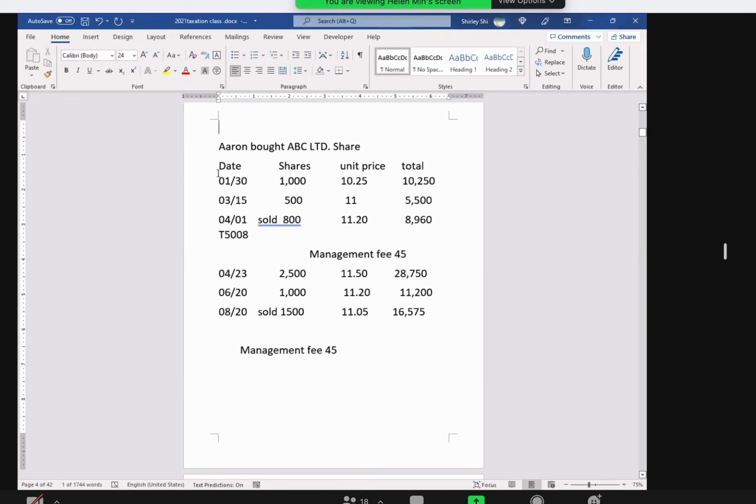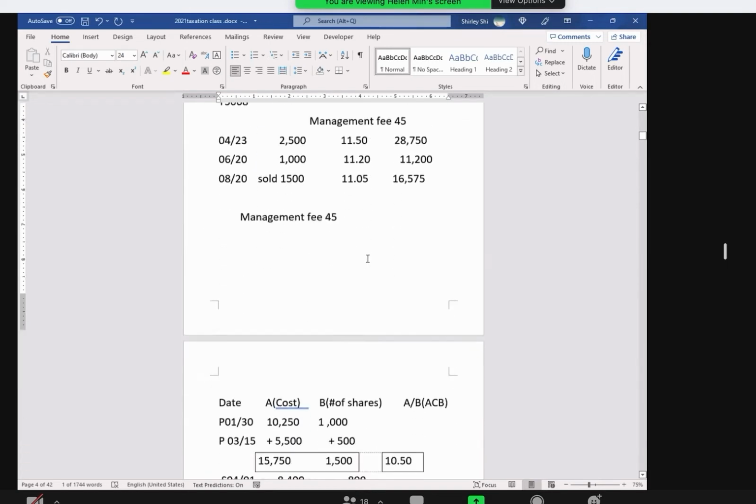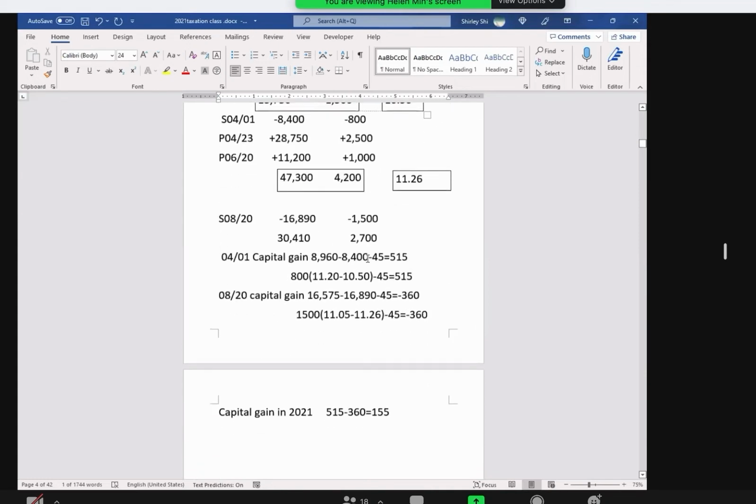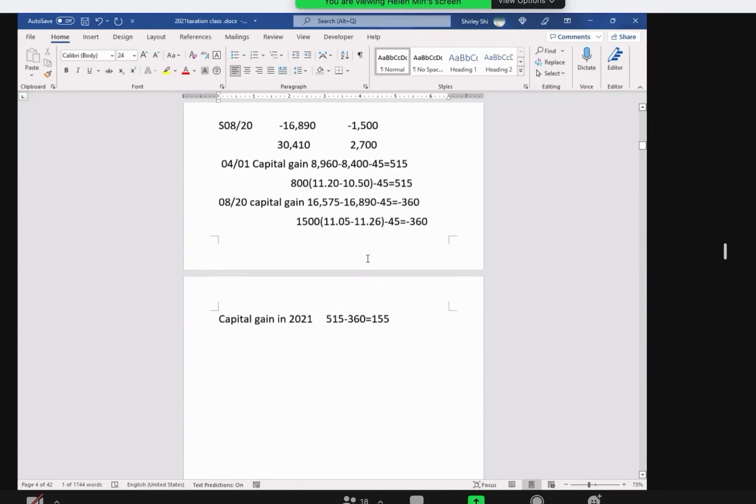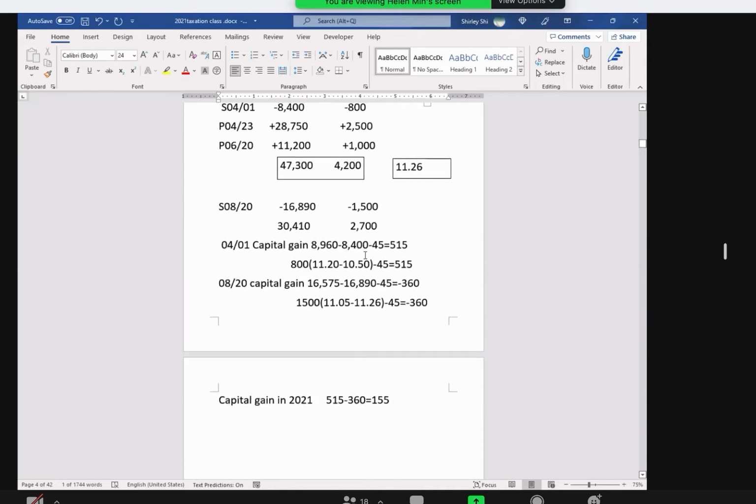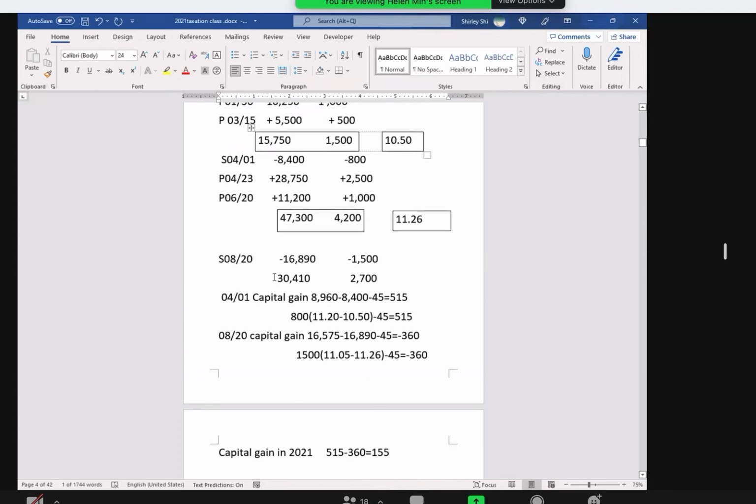Inventory at the beginning of the year is 0. By the end of the year, how much is the end-of-year inventory? End of year is this one, 30,410. That's the end of year, the cost. Okay, with accounting, we only calculate the cost. We don't care how much this one is.